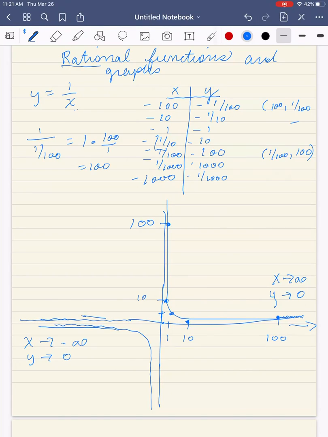So this line that it's getting closer and closer to is called an asymptote. The line that the graph is getting close to and moving along there is the asymptote. In this case, it's a horizontal asymptote because it is a horizontal line. And for this particular one, our horizontal asymptote is the line y equals 0.